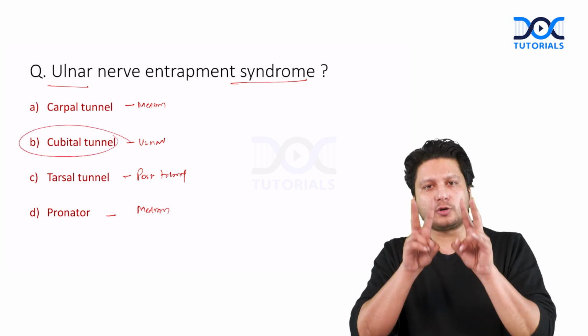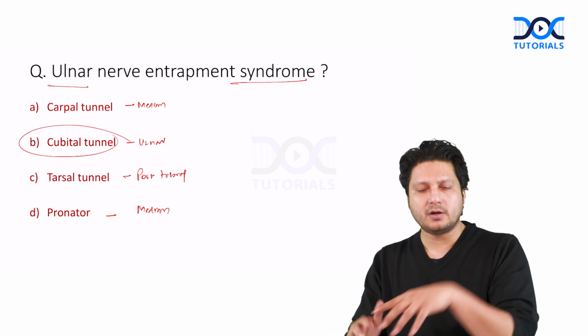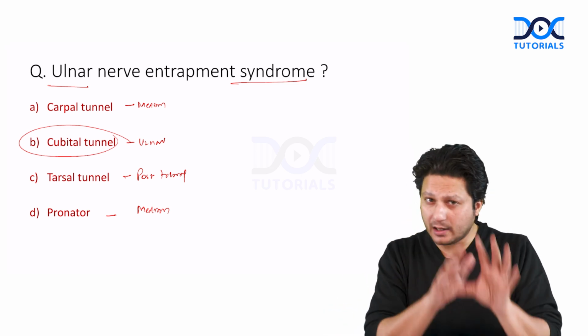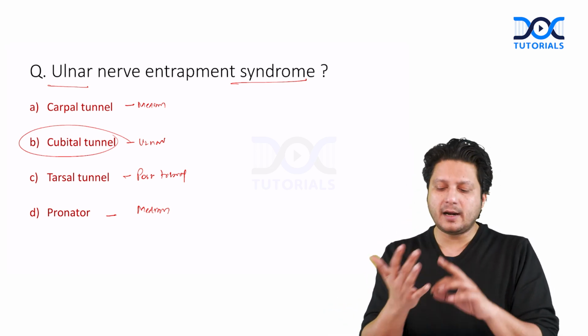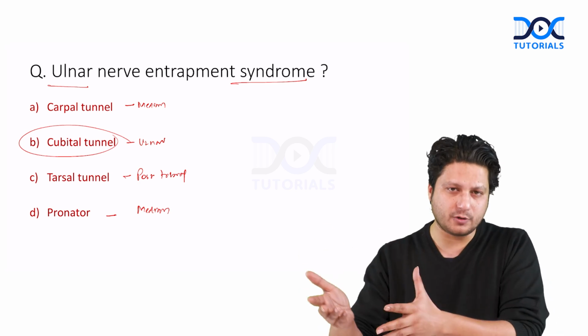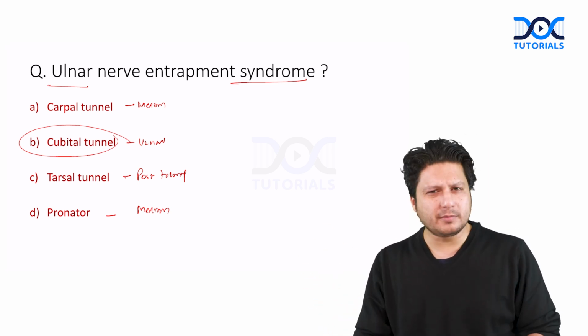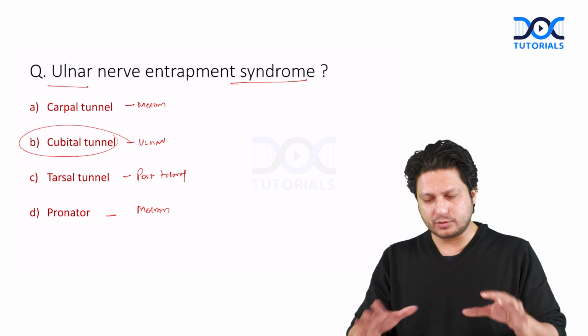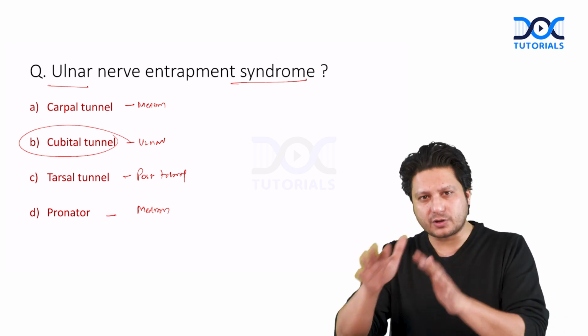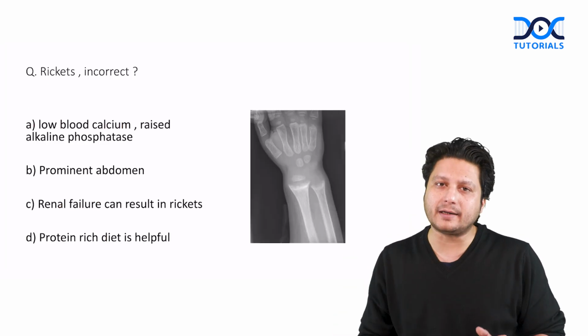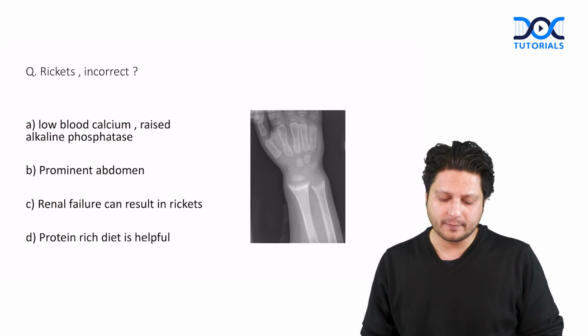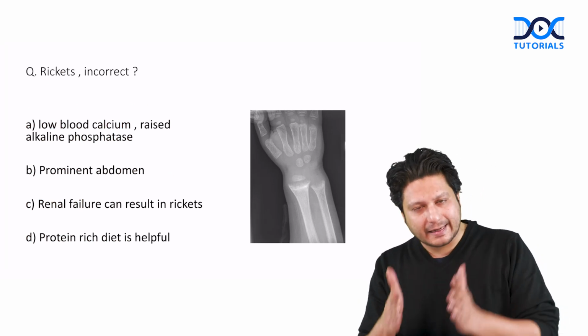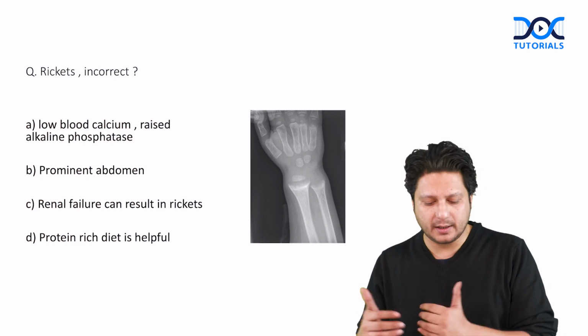You know, there are two entrapment syndromes which are responsible for the compression of the ulnar nerve. One is cubital tunnel and the second one is Guyon canal syndrome. All right. So hopefully this is a straightforward question. Just the reason for putting this question, you should be aware of all the entrapment syndromes in the human body. Next, about Rickets, which of the following option is incorrect?